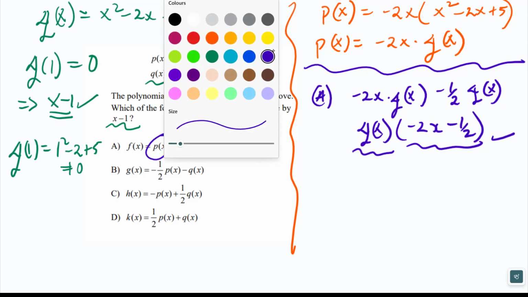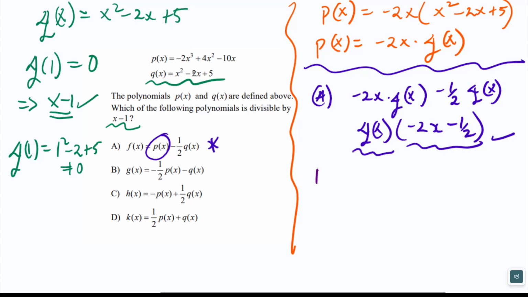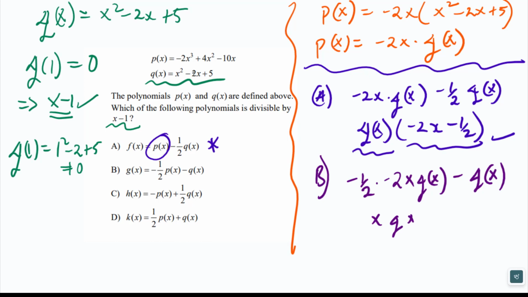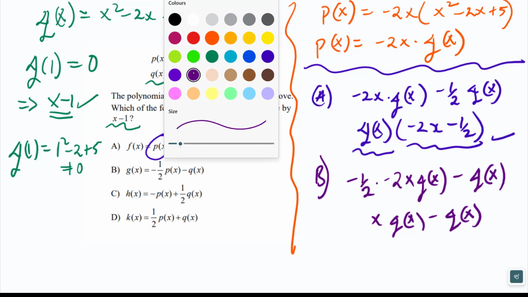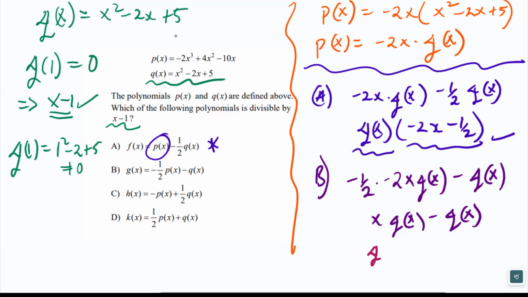Now let's switch up my colors again and let's try B. Now for B, carefully, I'm going to have negative 1/2. I know that p of x is going to be negative 2x times q of x, good, minus my q of x. So by clear observation right here, I can see that negative 1/2 times negative 2x is simply going to be x times q of x, minus q of x. Factor out my q of x now. Factoring out my q of x, this here is going to be x minus 1.